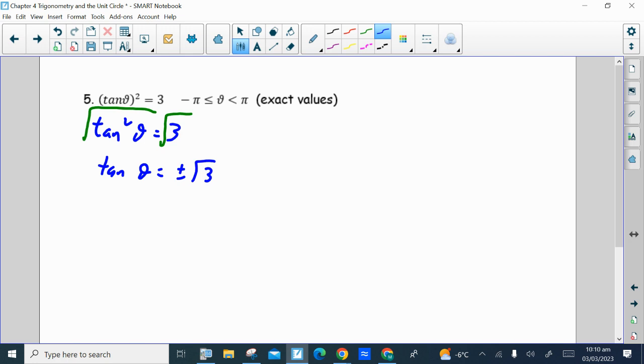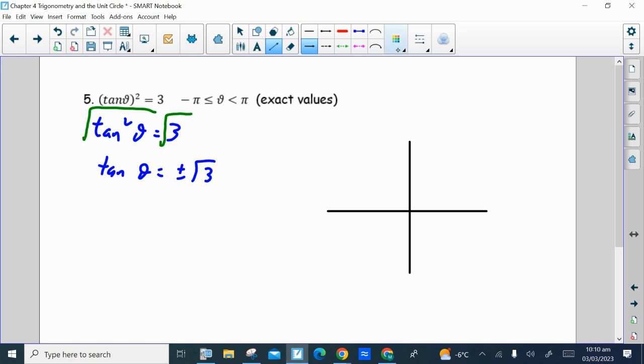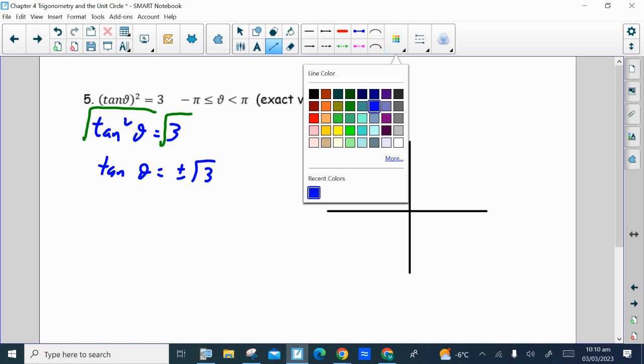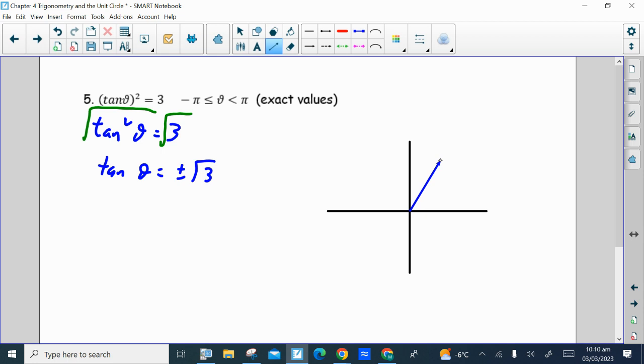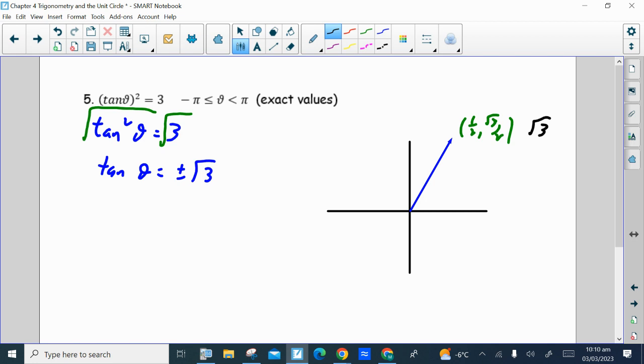So in this case, we would use the unit circle. It tells us to use exact values, but you should remember by now that at pi on 3, the coordinates are 1/2 comma root 3 over 2, and the tangent is root 3. So if you have a reference angle of pi on 6 radians, the tan of pi on 6 is root 3.